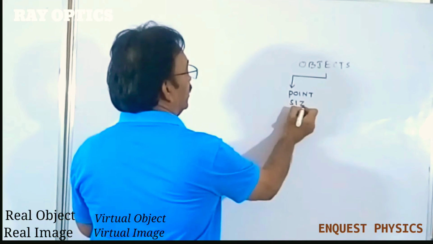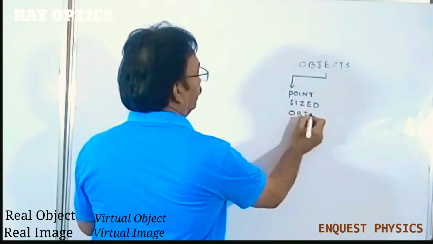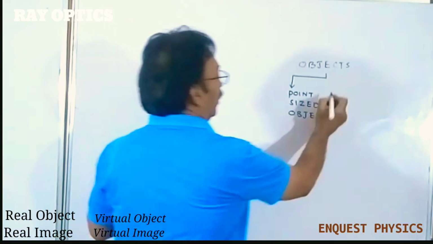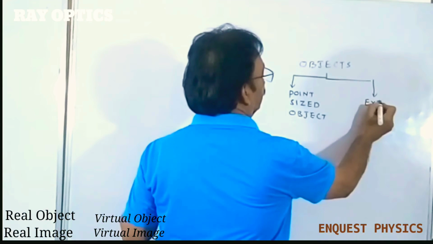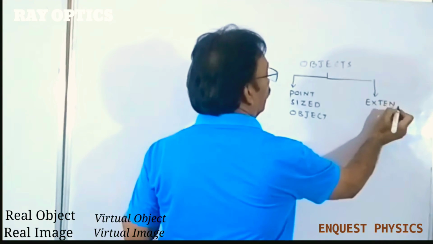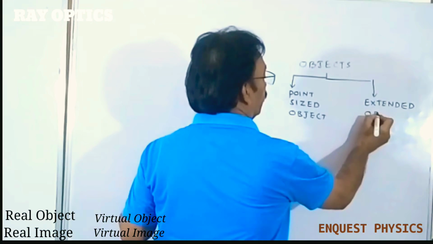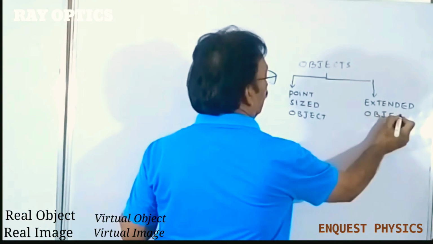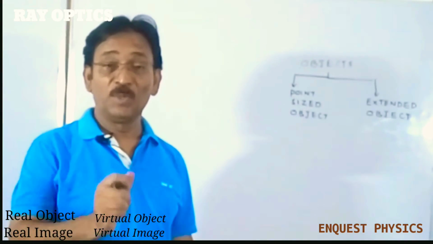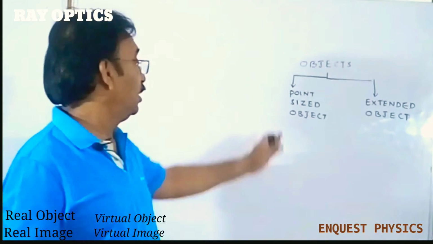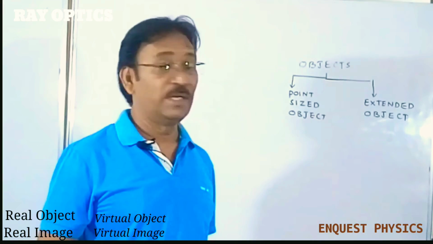One is the point-sized object and second is the extended object. In ray optics we classify the objects into two: one is the point-sized object and second is the extended object.